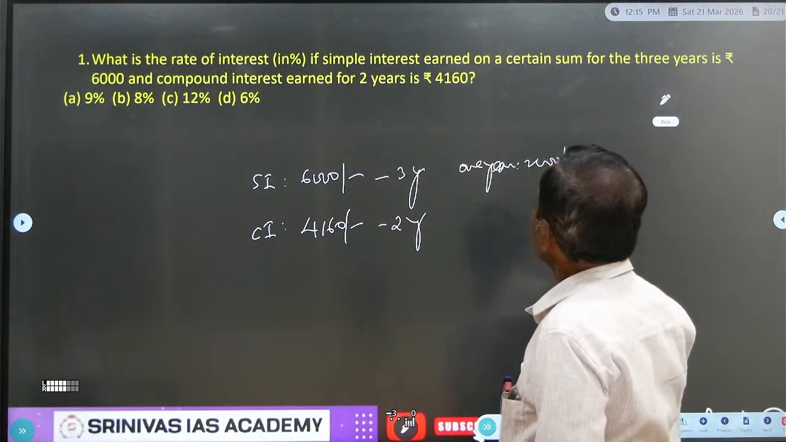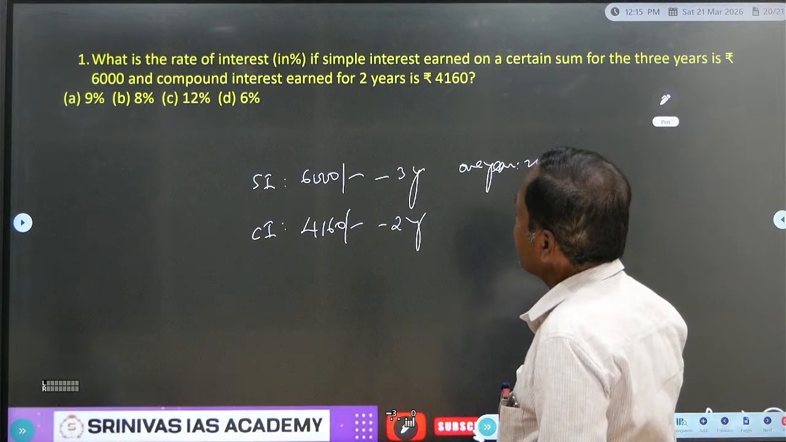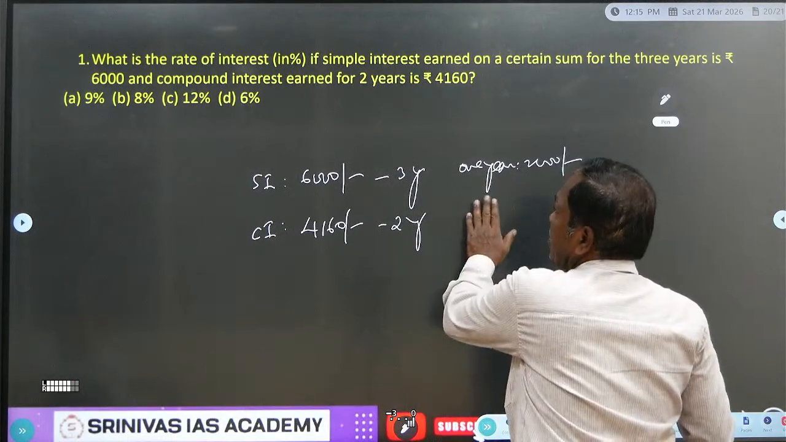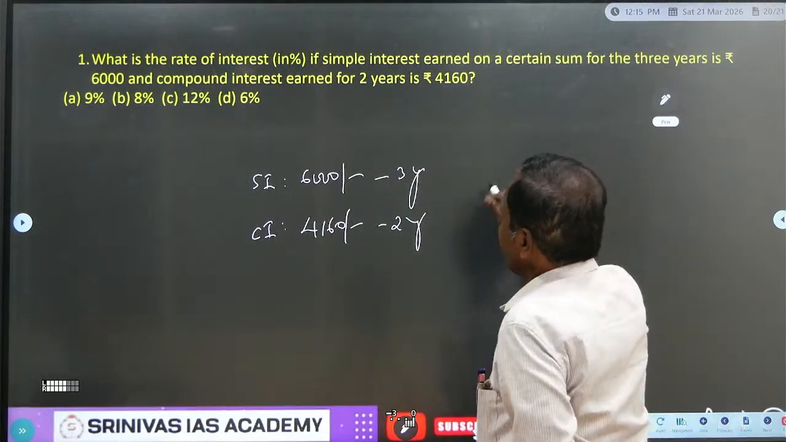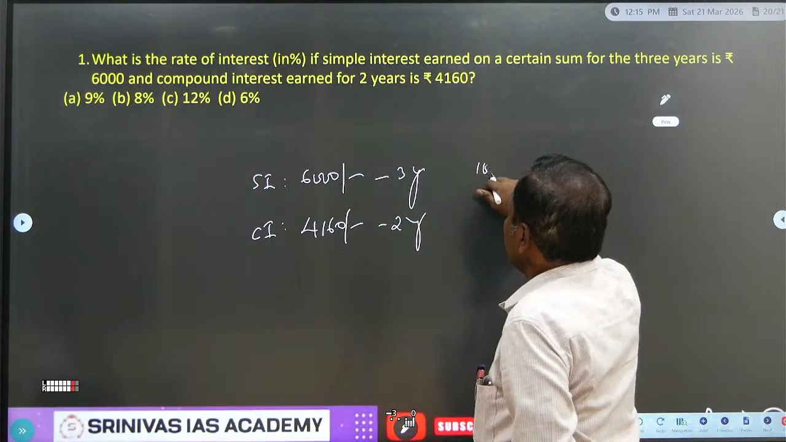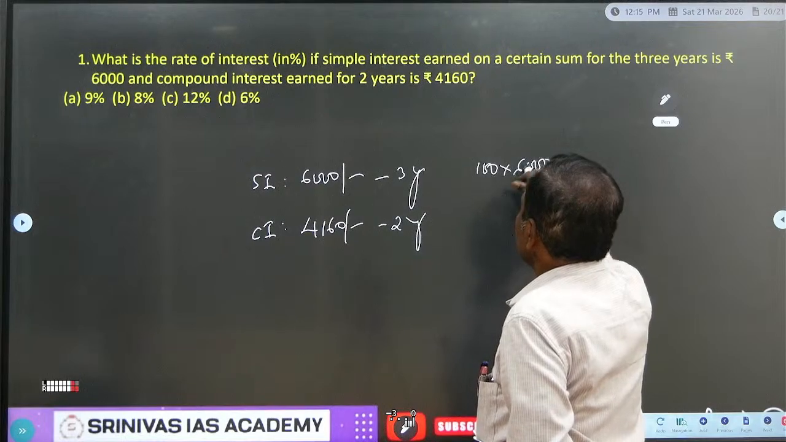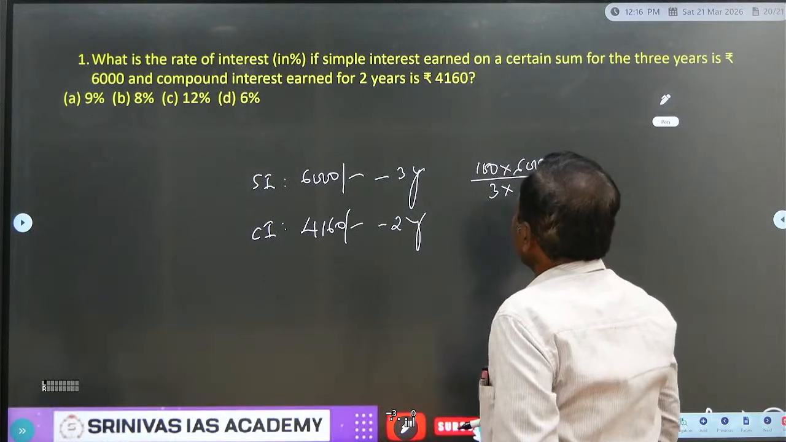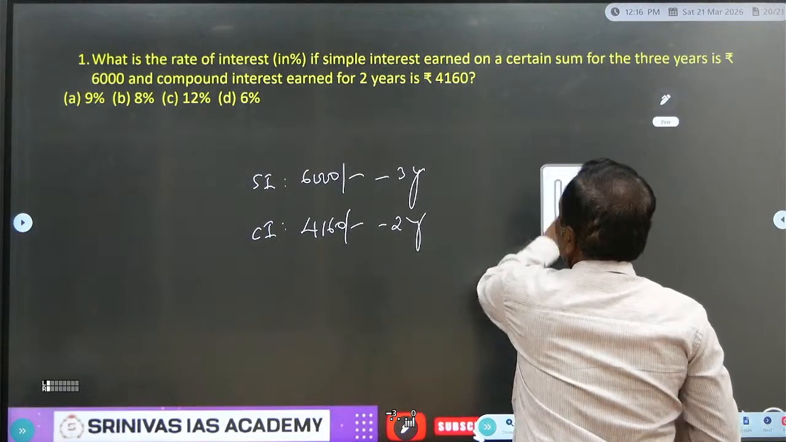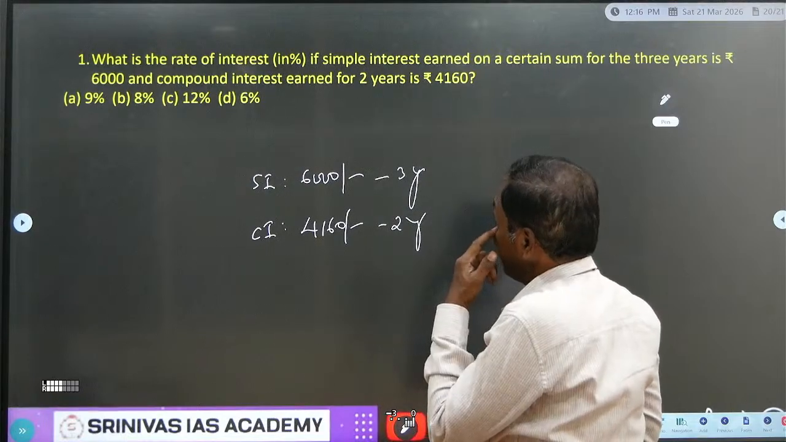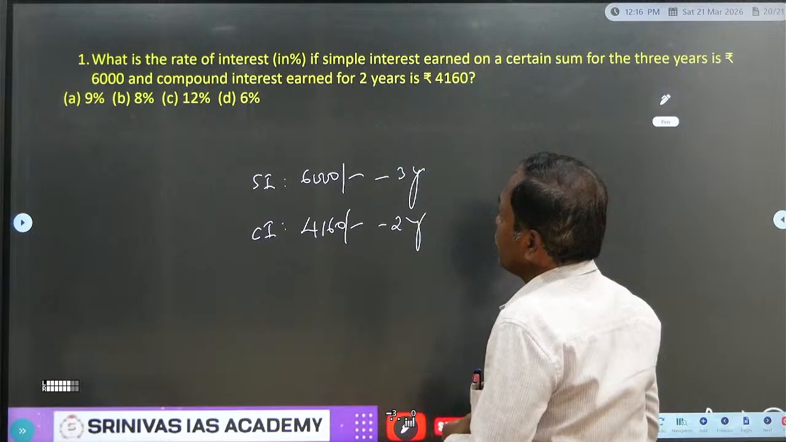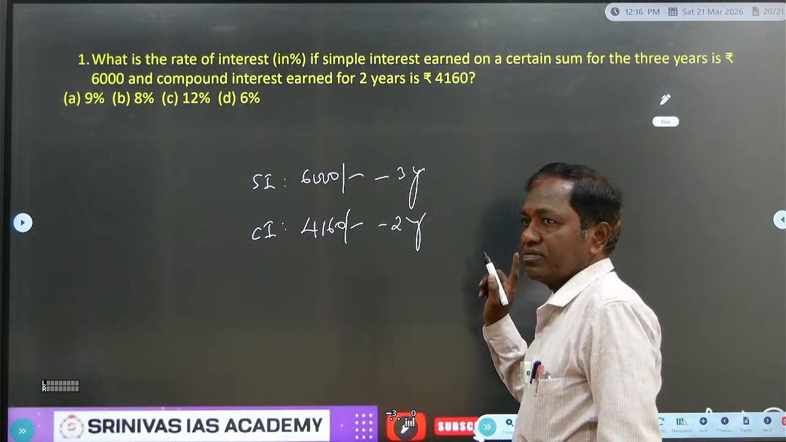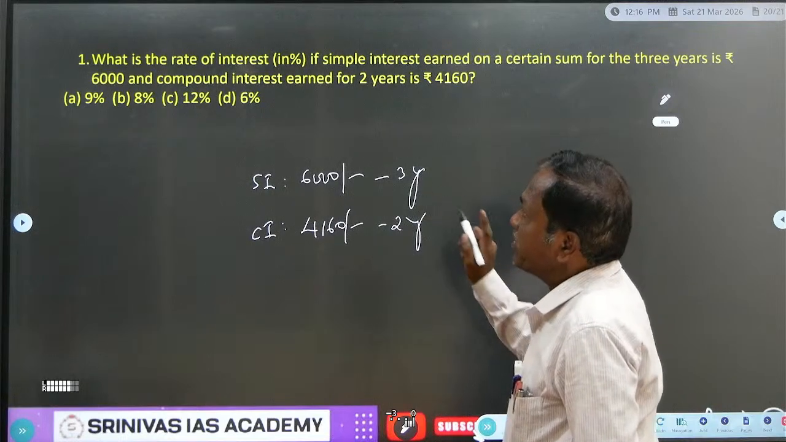That's very clear. Is the question still not clear? What is the rate of interest in percentage? If simple interest earned on a certain sum for 3 years is so much, the question is complete. See, now you can see 100 into simple interest earned is 6,000 for 3 years. P is not known here. Simple interest total for 3 years earned is 6,000, per annum is 2,000. 2000, 2000, 2000. Rate of interest we need to know, but what is the sum?